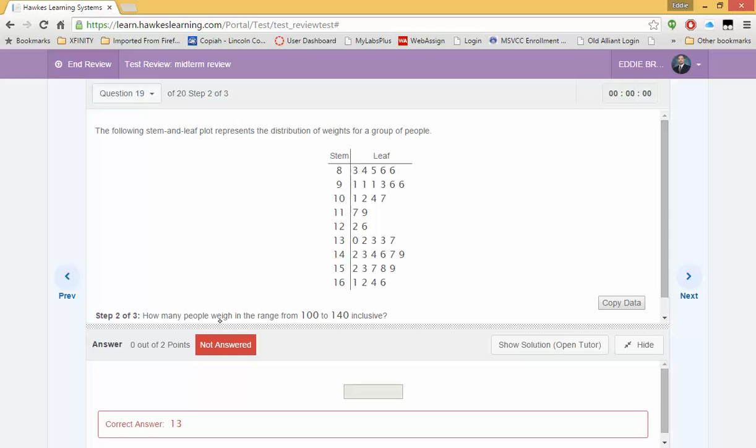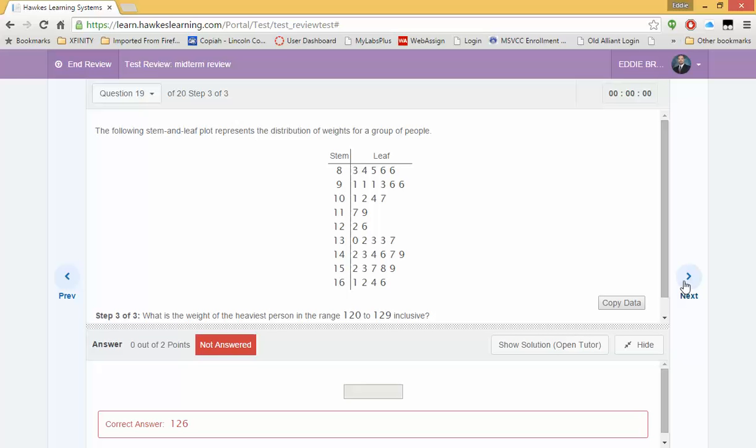How many people weighed in the range from 100 to 140 inclusive, meaning including those? Okay. So we have 101, so that's going to be 1, 2, 3, 4, 5, 6, 7, 8, 9, 10, 11, 12, 13. So I counted 13. What's the answer? 13.